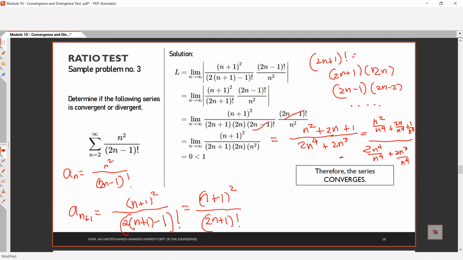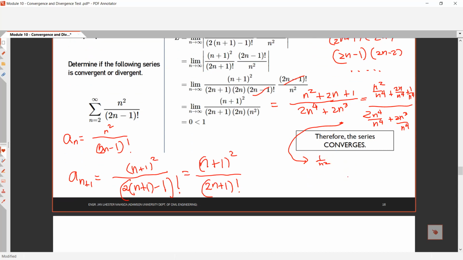Balik natin dito. So that is n squared over n raised to 4, that is 1 over n squared. Tama ba? Next natin is 2n over n raised to 4, that is 2 over n cubed. Next natin is 1 over n raised to 4, divided by 2. 2n raised to 4 over n raised to 4 is 2, plus 2n cubed over n raised to 4, that is 2 over n.